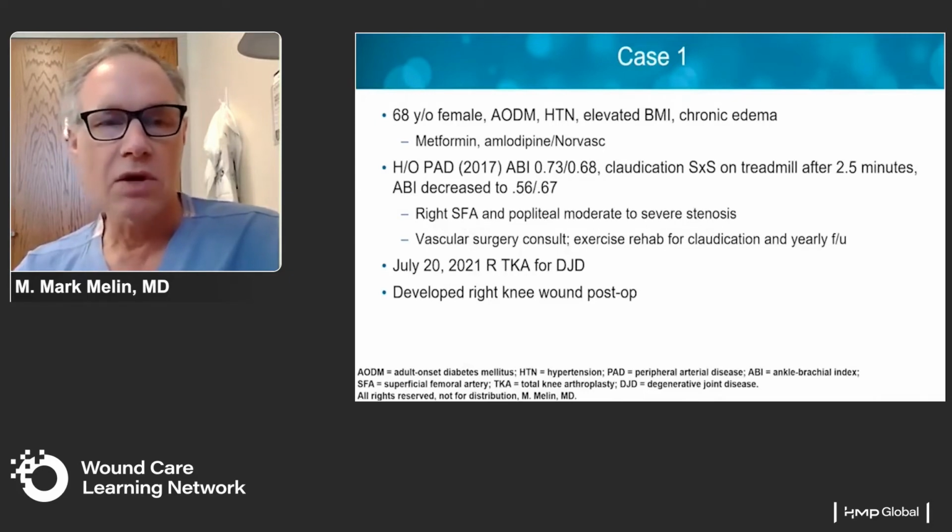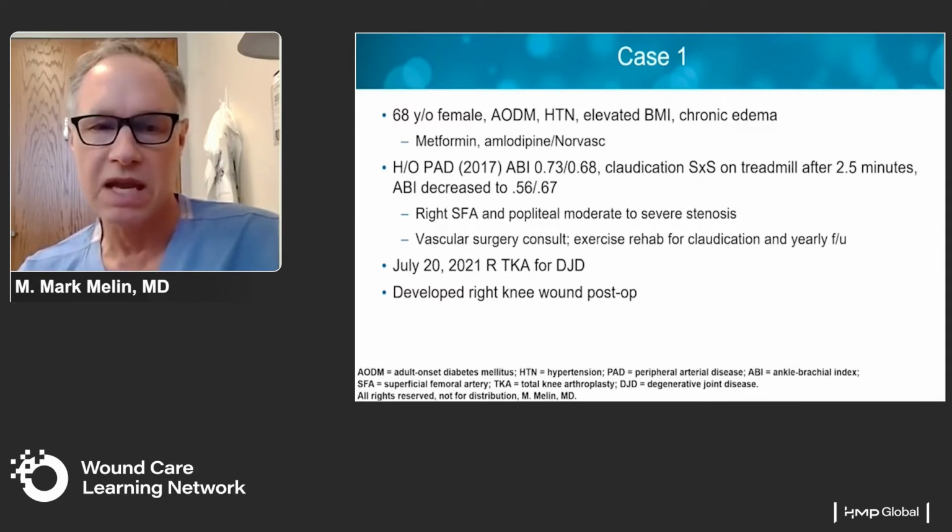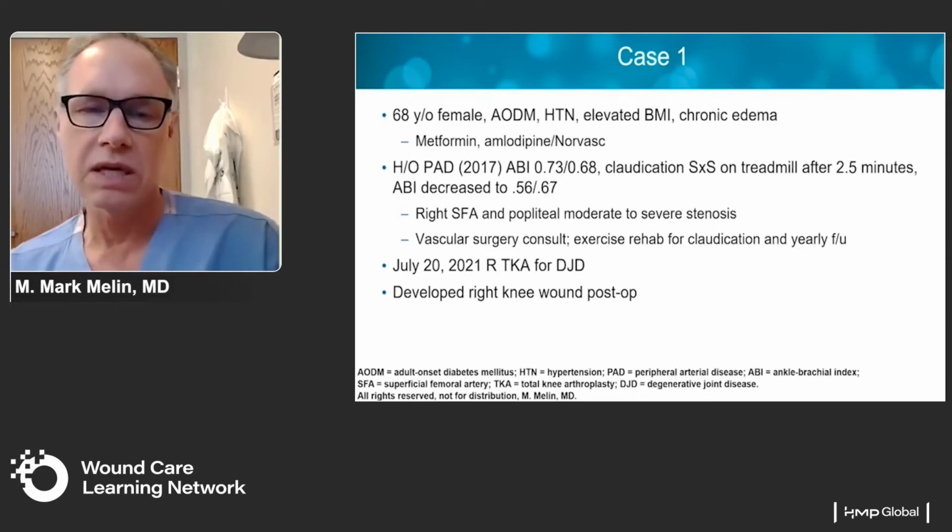The first case is a 68-year-old female with adult onset diabetes, hypertension, elevated BMI, and chronic lower extremity interstitial edema or lymphedema. One of the things we always look for in our wound clinic patients is those on amlodipine or Norvasc, which we always stop because we know that in our wounded patients, this is a significant contributor to interstitial edema.